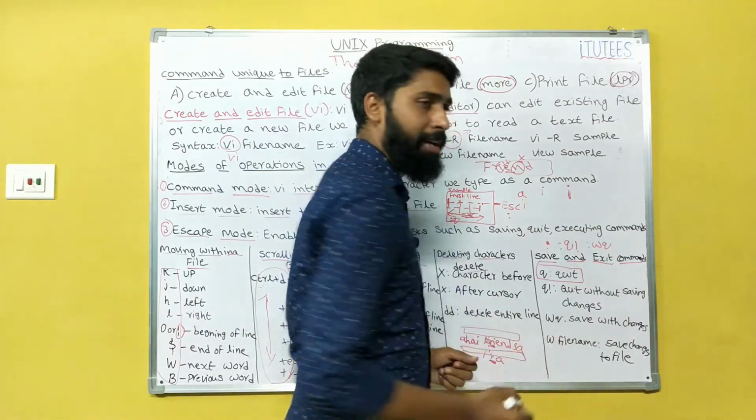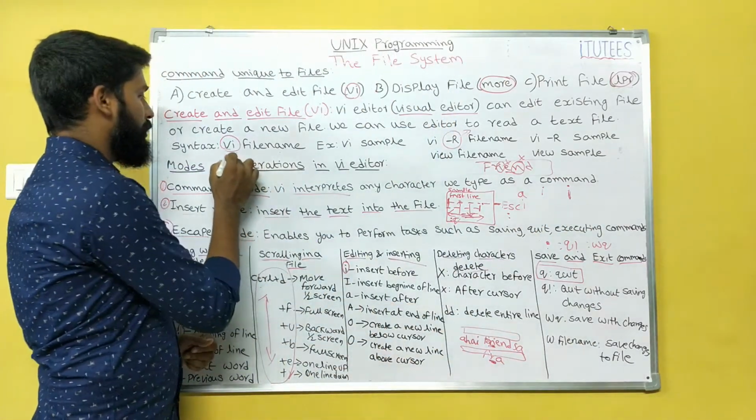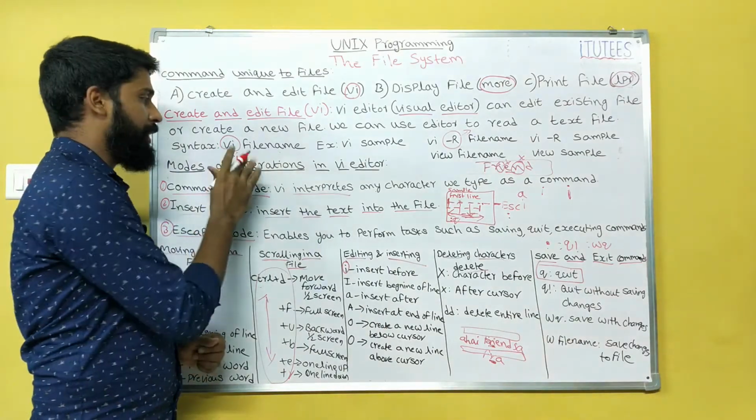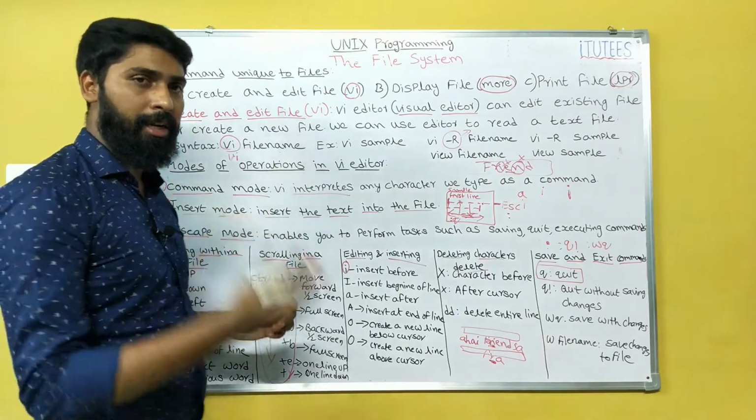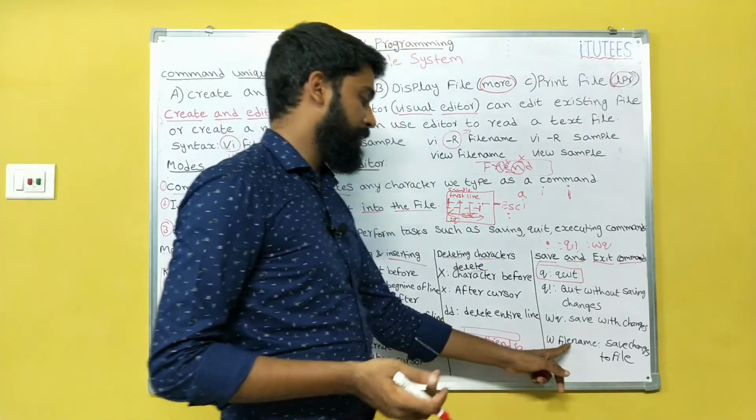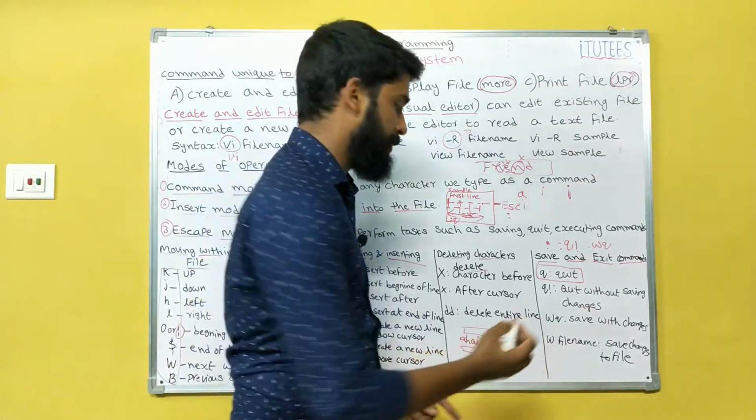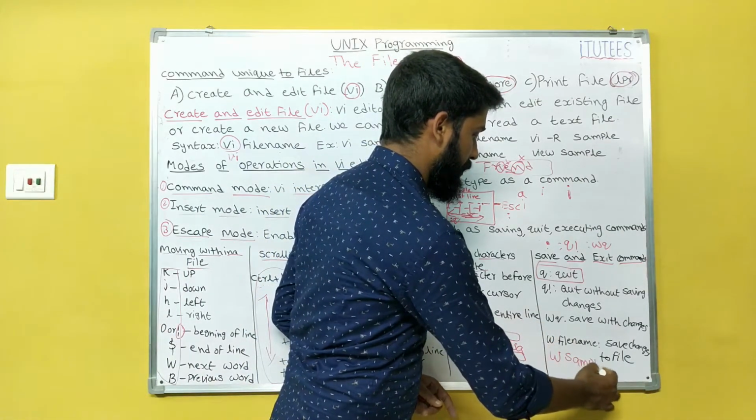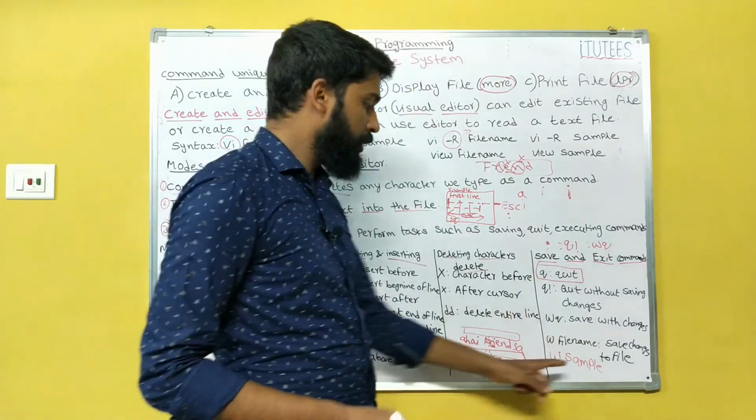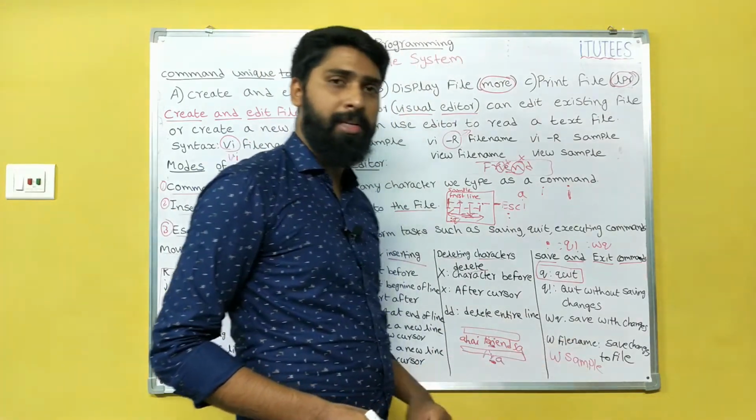So :w file name. If you open the vi editor like this, just vi, there is no file name. You are writing the content, and at the end of the program you want to save these contents into a file name. Then you can use :w sample. Now the contents are saved to the file named sample.